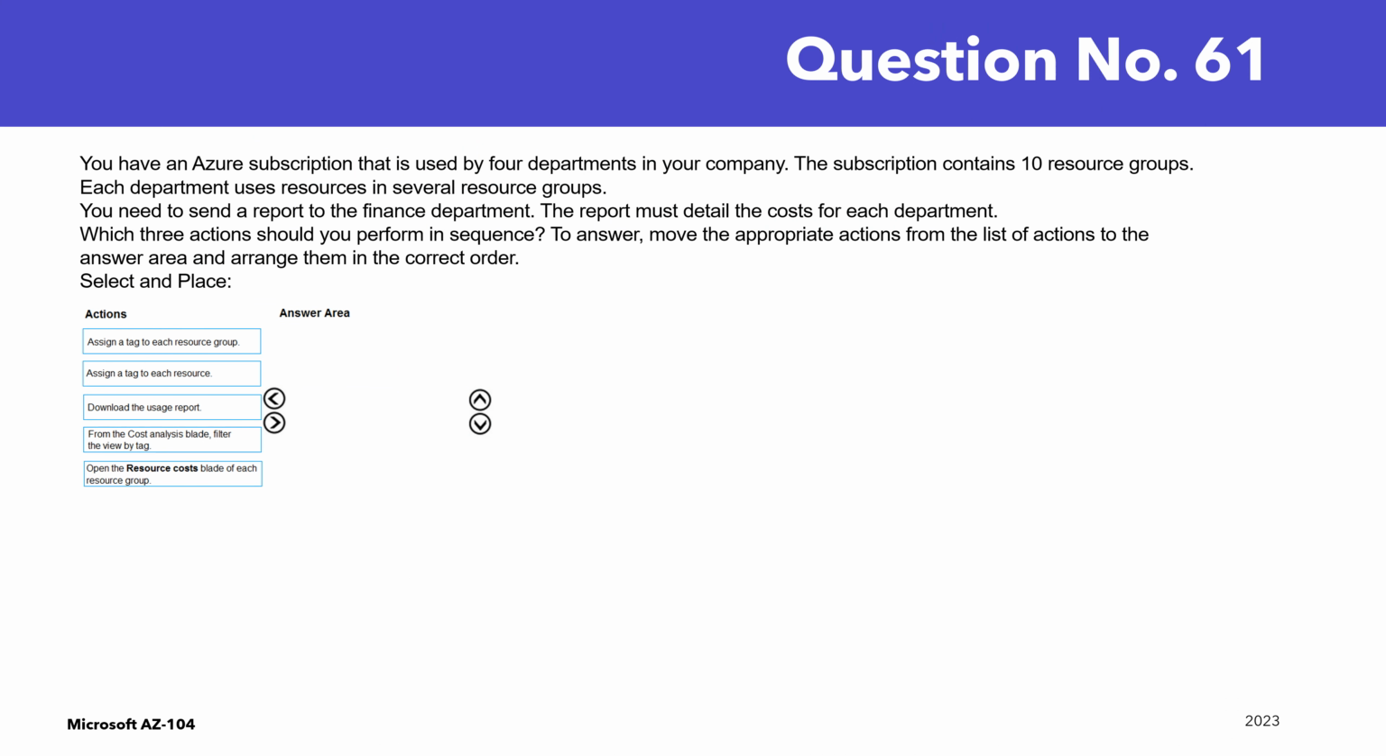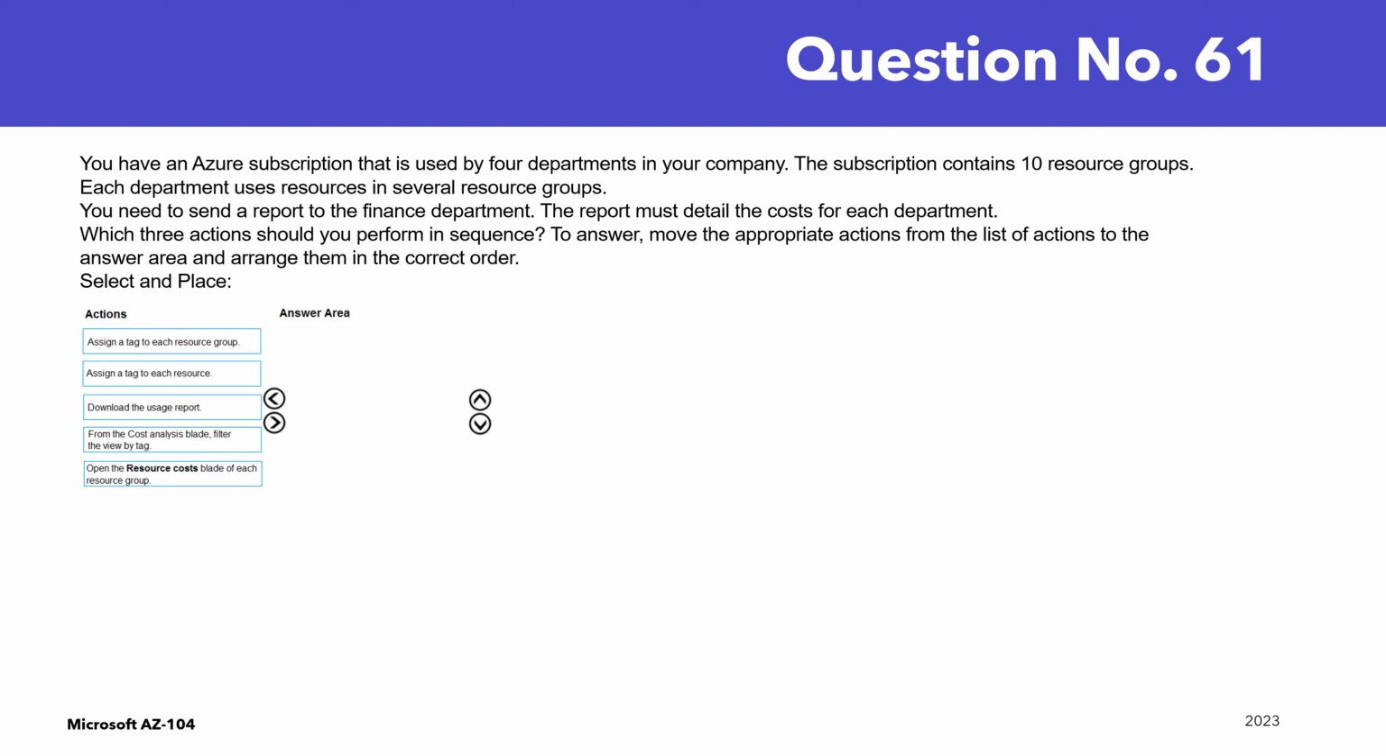You have an Azure subscription that is used by 4 departments in your company. The subscription contains 10 resource groups. Each department uses resources in several resource groups. You need to send a report to the finance department. The report must detail the costs for each department. Which 3 actions should you perform in sequence?